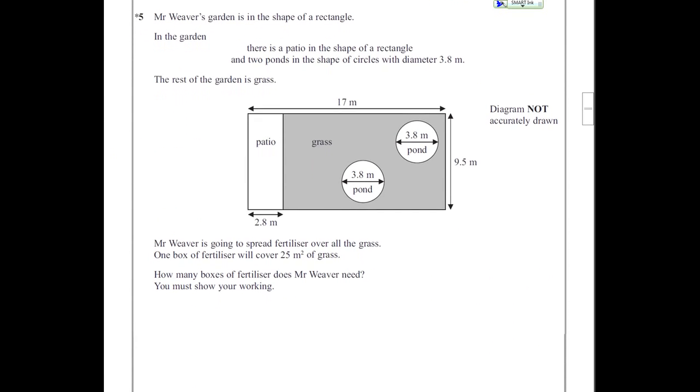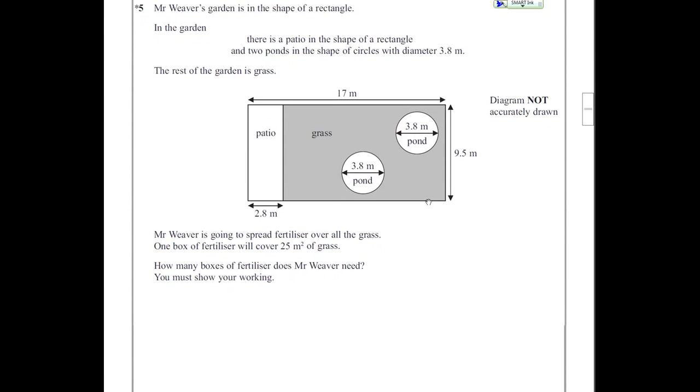Question 5, and it's a starred question. Mr. Weaver's garden is in the shape of a rectangle. In the garden there is a patio of the shape of a rectangle, 2 ponds of the shape of circles with diameter 3.8. The rest of the garden is grass. So let's put a bit of green on it for the grass. Mr. Weaver is going to spread fertilizer over the grass.